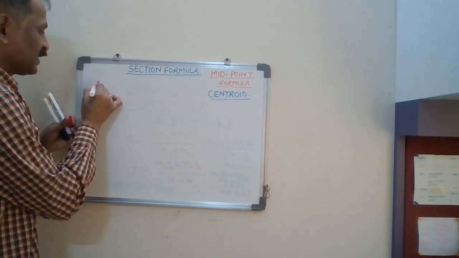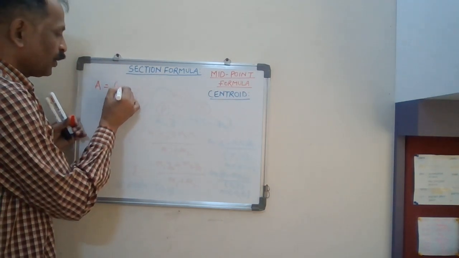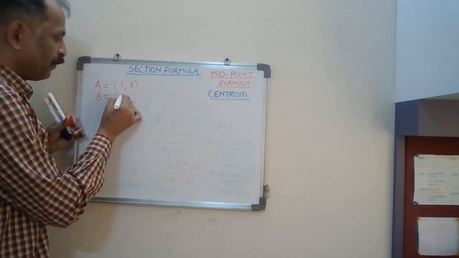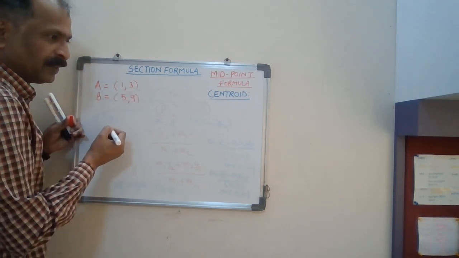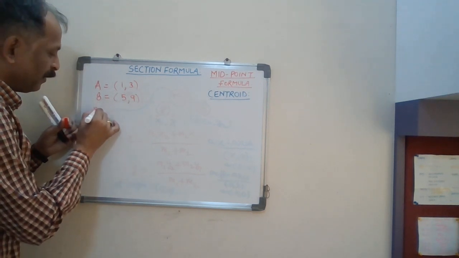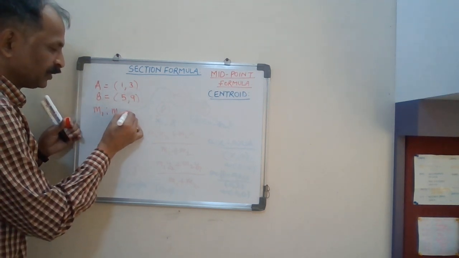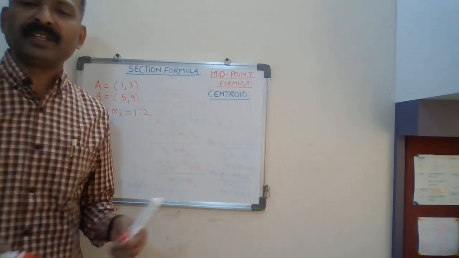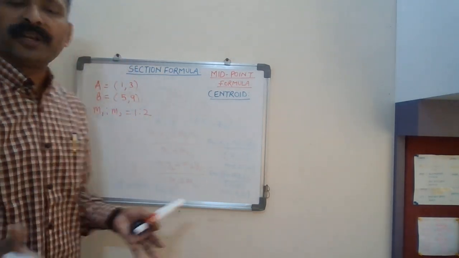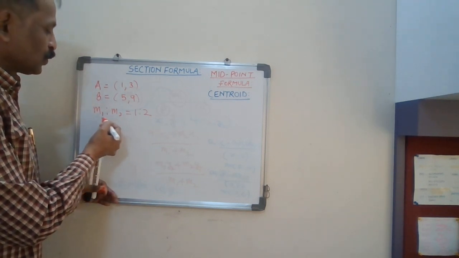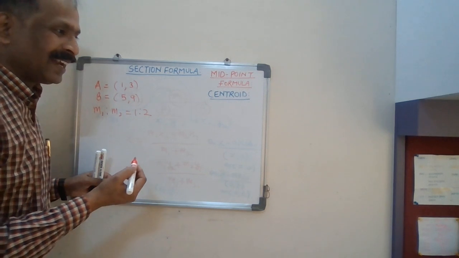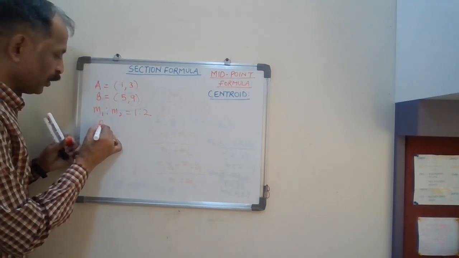Point A is given 1, comma 3. B is given 5, comma 9. And M1 ratio M2 is also given, 1 ratio 2. It may be any. It may be 1 ratio 2, it may be 3 ratio 5, 2 ratio 1, whatever. So you have to take accordingly. So M1, M2 is given 1 ratio 2. Now they are asking find P point.